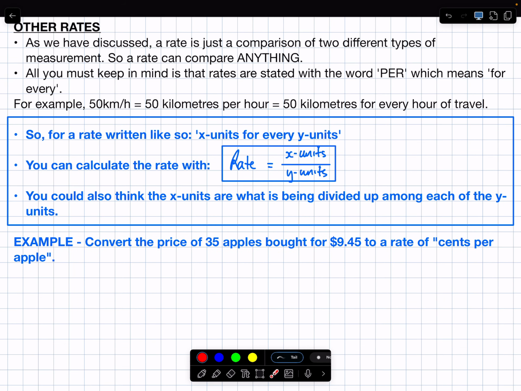So for a rate written like so, if you've got X units for every Y units, you could calculate the rate with this formula here. The rate is the X units over Y units. You could also think of it this way, that the X units are what's being divided up among each of the Y units.